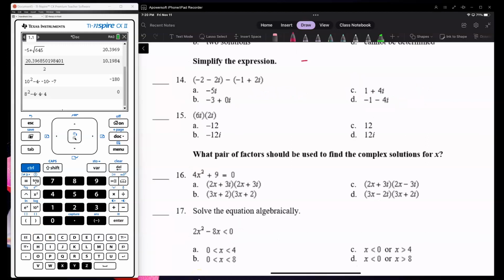Number 14, we have negative 2 minus 2i plus 1 minus 2i. Remember, we have to distribute the negative. So we're going to add the reals, which is negative 1. Negative 2i minus 2i gives you negative 4i. So your answer is D. 15, 6i times 2i. 6i times 2i is going to be 12, and then i times i is i squared. So it's 12 times negative 1, which gives you negative 12. So your answer is A.